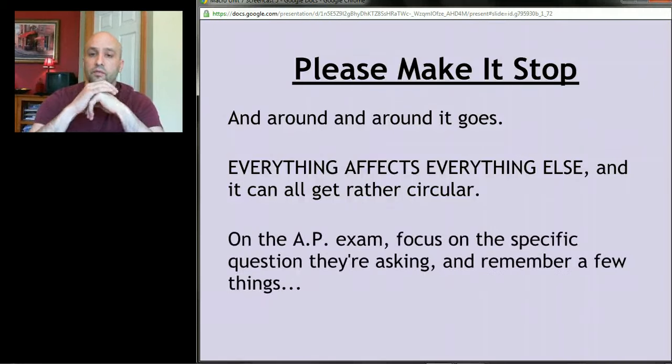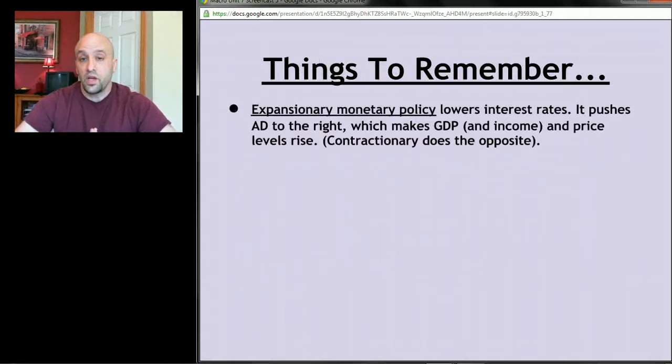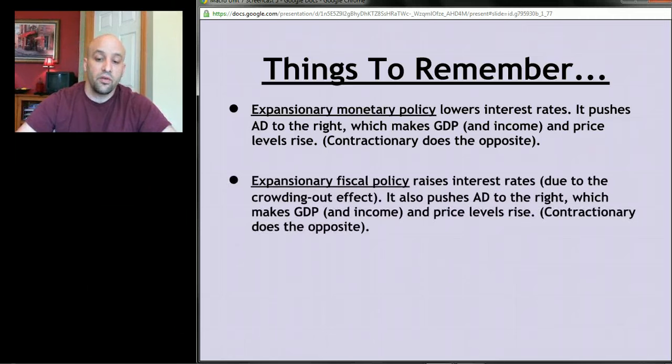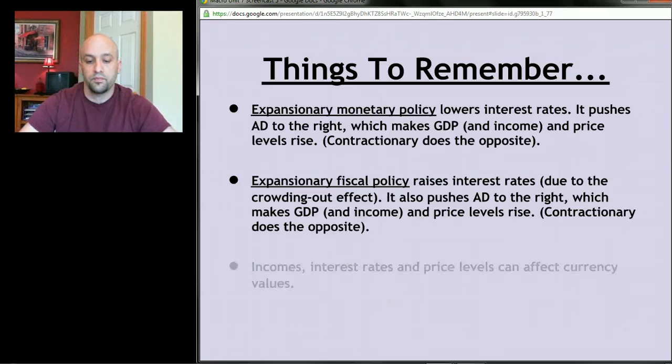On the AP exam, focus on the specific question that they're asking and remember a few things. And if you keep these few things in mind, it should go a lot easier. First off, expansionary monetary policy lowers interest rates. It pushes aggregate demand to the right, which makes GDP and income increase and price levels increase as well. Remember also that expansionary fiscal policy has an effect on interest rates too. It makes interest rates rise due to that thing we call the crowding out effect. It also pushes aggregate demand to the right, raising GDP and price levels.